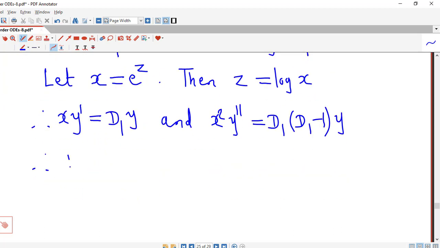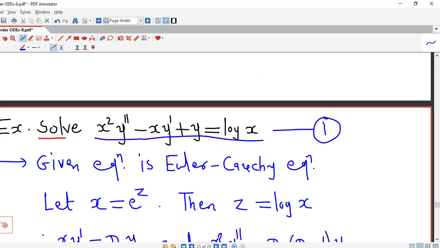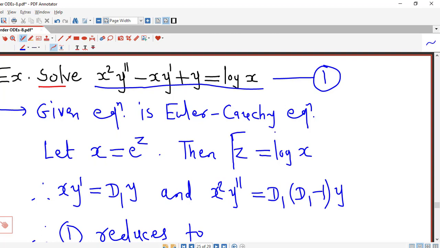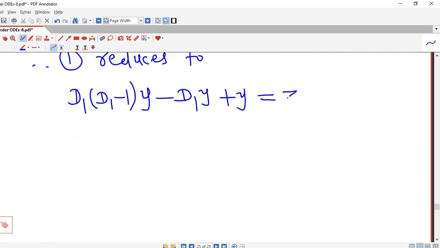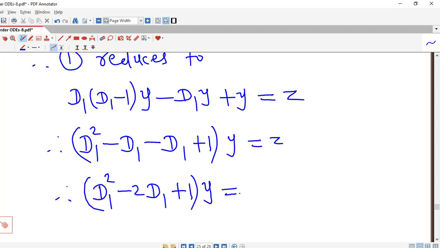So therefore, using all these things, our equation 1 reduces to: x square into y double dash is replaced by D1 into (D1 minus 1) y, minus x y dash plus y. x y dash is replaced by D1 y, plus y, and on the right hand side we have log x, which we replace by z. Now we simplify this. This is going to be (D1 square minus D1 plus 1) y equal to z. So therefore (D1 square minus 2D1 plus 1) y equal to z.